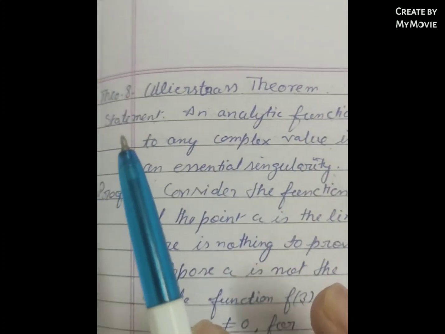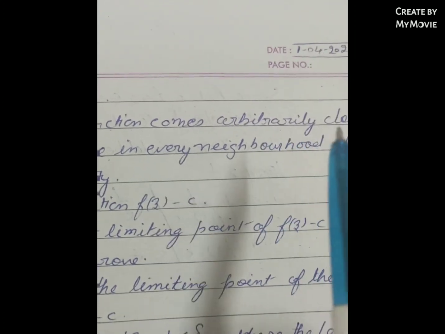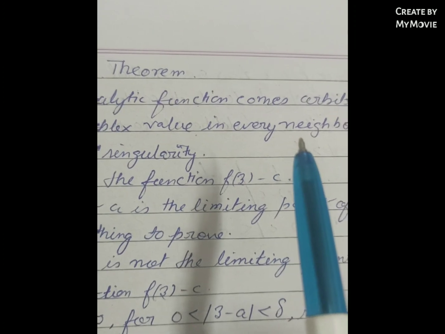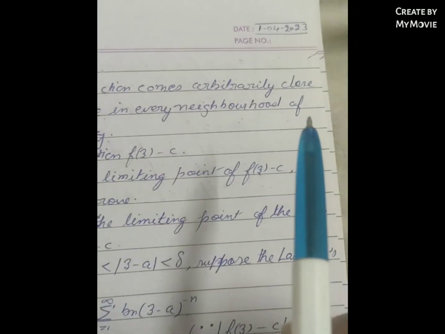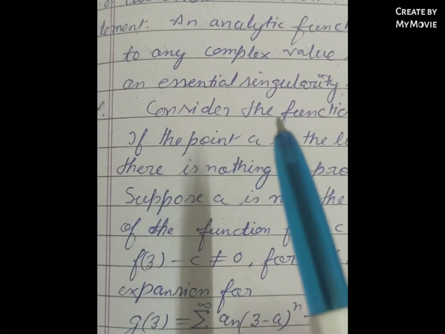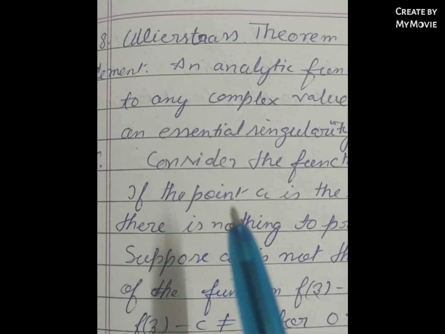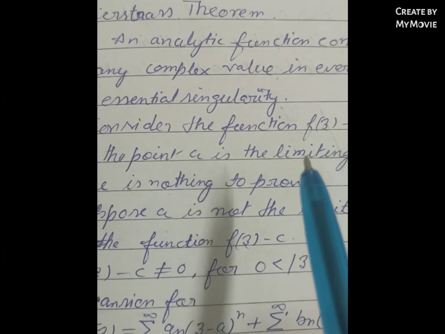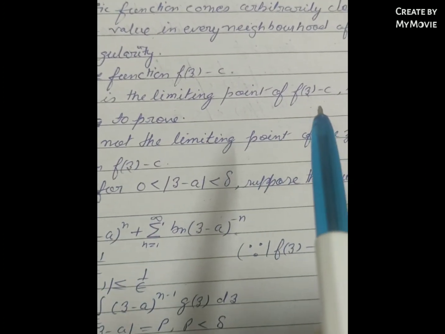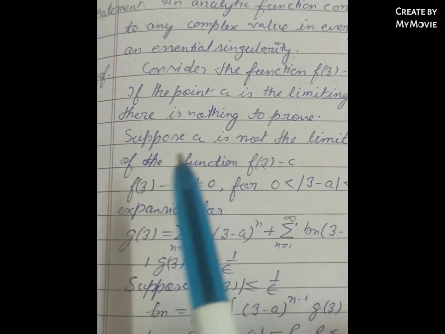Weierstrass Theorem statement: an analytic function comes arbitrarily close to any complex value in every neighborhood of an essential singularity. Now the proof: consider the function f(z) minus c. If a is a limiting point of f(z) minus c, there is nothing to prove.